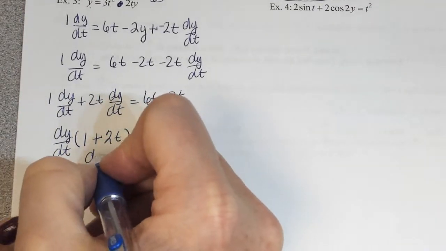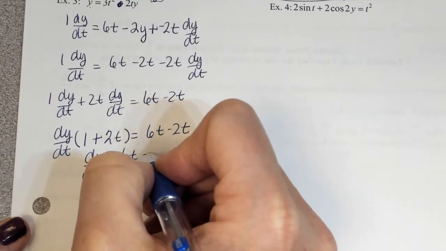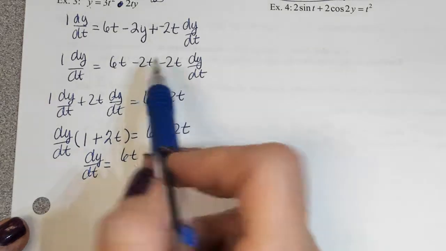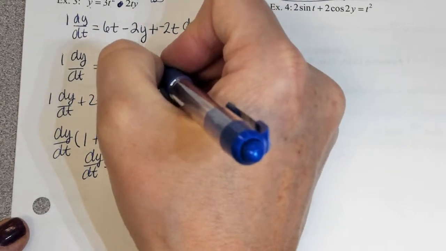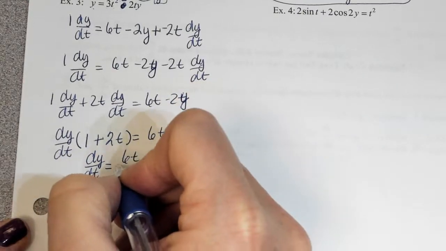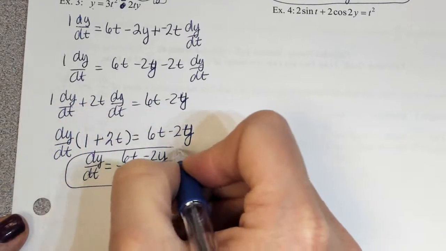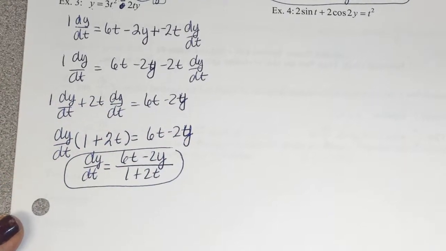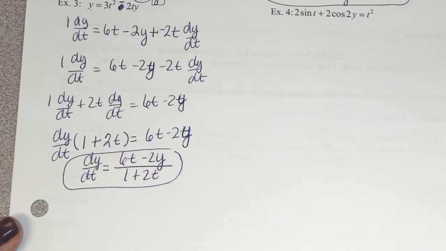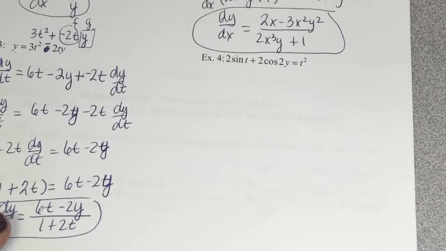And so my final answer for dy dt, which is the change in the y with respect to time, is 6t minus, this was a y, wasn't it? Darn it. Over 1 plus 2t. Okay? Any questions there? All right, let's try one with trig now.